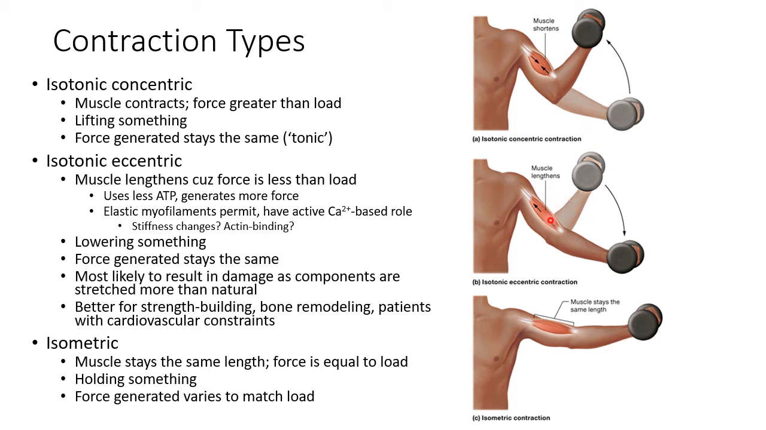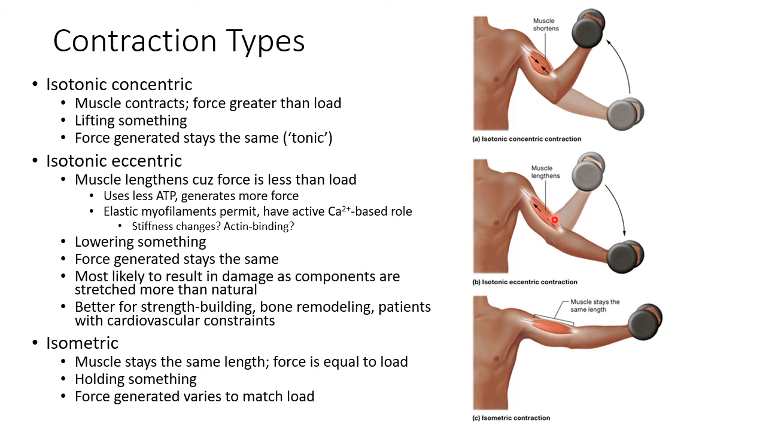An isotonic eccentric contraction is almost like the opposite. It's a weird contraction. Even though the muscle is contracting, it's going to get longer. It gets longer because the load is greater than the force generated by the muscle. So if you're holding this weight up here and you relax your bicep a little bit so that it's not generating as much force, then maybe it won't generate as much force as the load, and your arm would drop back down. It's called isotonic because however much force you're generating is the same throughout the contraction. It's called eccentric because the muscle is getting longer, not shorter.